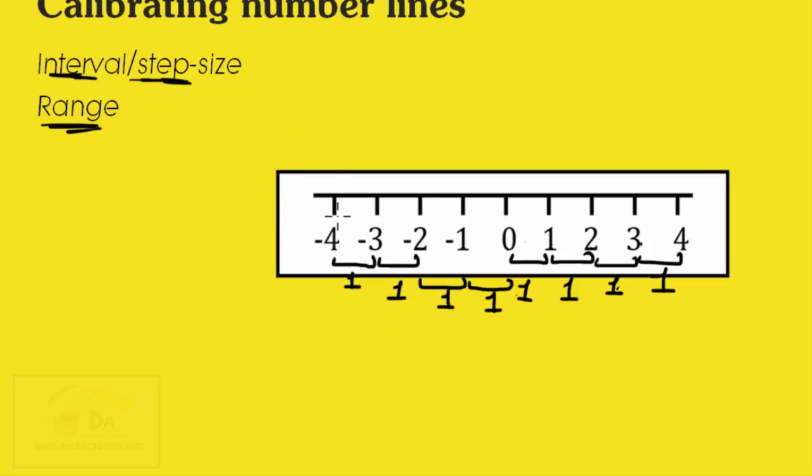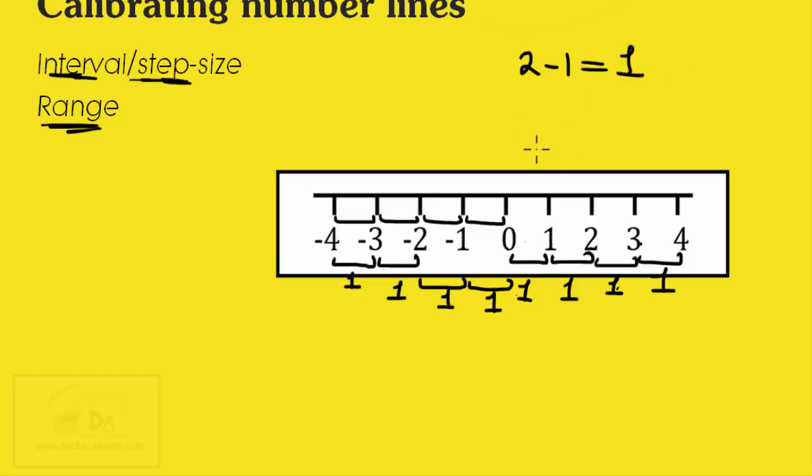So the step size or interval refers to the magnitude of the difference between consecutive numbers on a number line. I'll say that again. The interval or step size of a number line refers to the magnitude of the difference between consecutive numbers on a number line. So for instance, 1 and 2 are consecutive numbers on the number line. The difference between these two is 2 minus 1, which gives 1. The magnitude of 1 is 1.